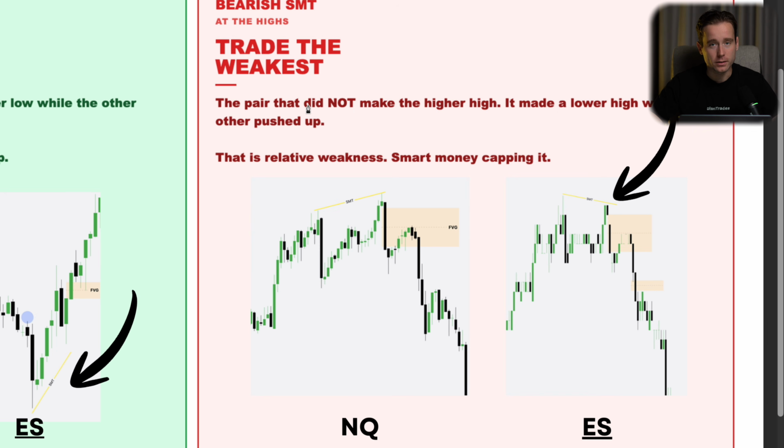In a bearish SMT, trade the weakest because you want your shorts to be as weak as possible, to drop as fast as possible. The pair that did not make the higher high. In this case, NASDAQ makes a higher high, ES makes a lower high. ES was so weak, it did not even make a higher high. That is the pair. So in this case, you also trade ES. You can still trade NASDAQ in these examples, but you will see over a long period of time that if you trade the strongest and the weakest, you will see the cleanest and fastest moves.